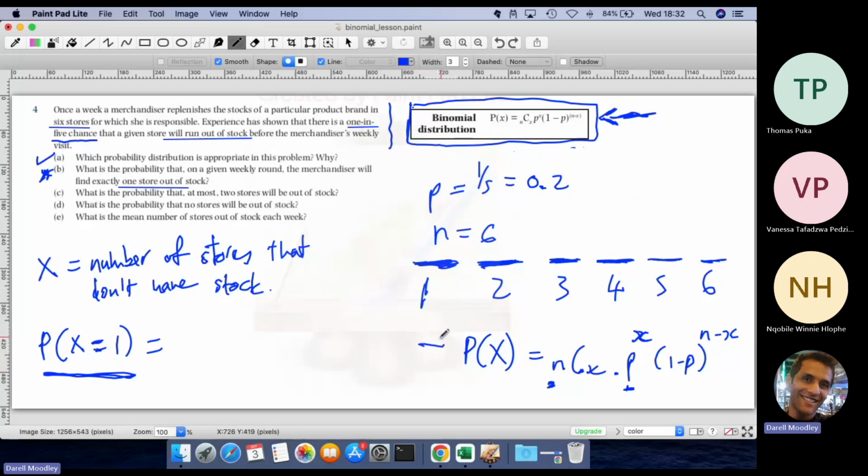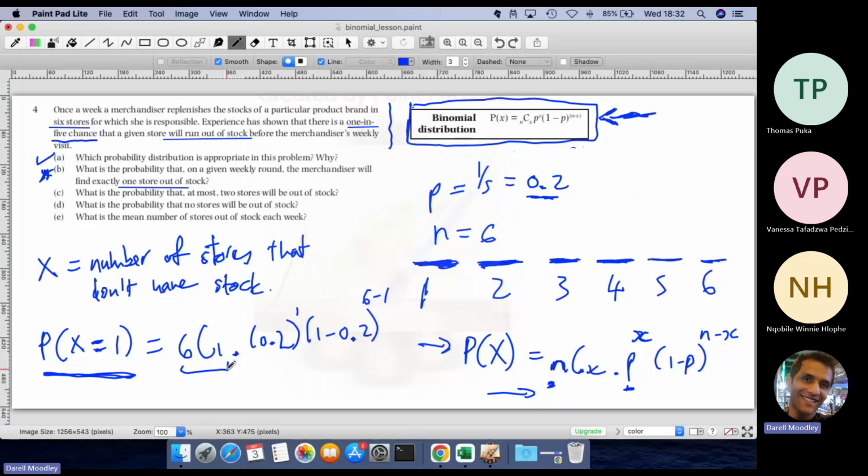So I'm going to use this formula here, and wherever I see X in this equation, I'm going to put a 1. Where I see N, I'm going to put a 6. Where I see P, I'm going to put 0.2. And that becomes 6C1 times 0.2 to the 1 times 1 minus 0.2 to the 6 minus 1.